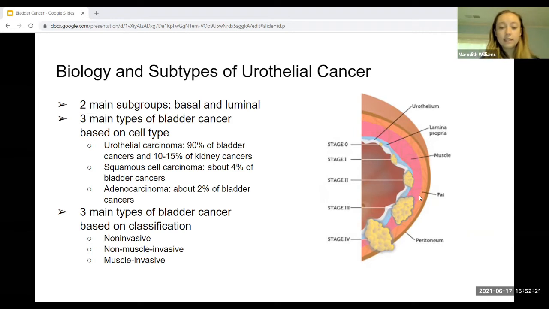And then the next one is muscle invasive, and that's when the tumor has grown past the lamina propria and into the muscle walls of the bladder, and it can even sometimes go into the fatty layer of surrounding tissues and organs.